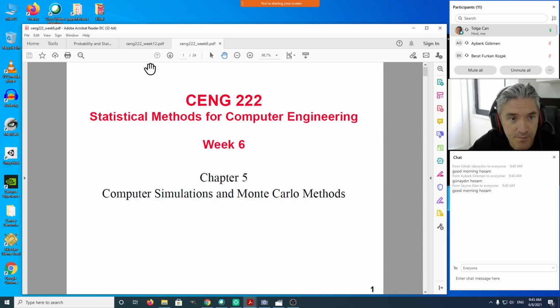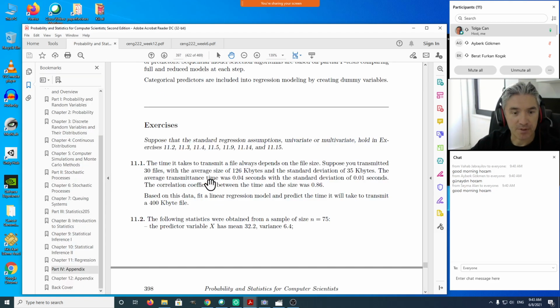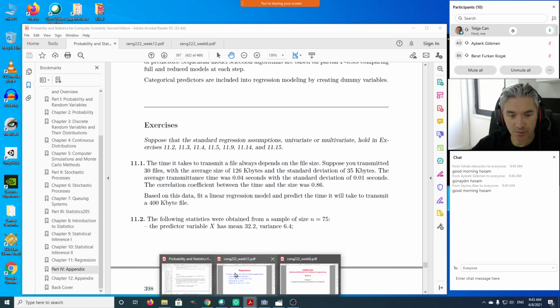Okay, so today we are going to start chapter 5, but let's go ahead and quickly recap 11.1. And I'm going to solve one exercise at the end of chapter 11, which is this 11.1. We are given information about some samples, and then we are asked to do a linear regression to predict something. Okay, so I'm going to solve 11.1, but let's first quickly go over what linear regression was.